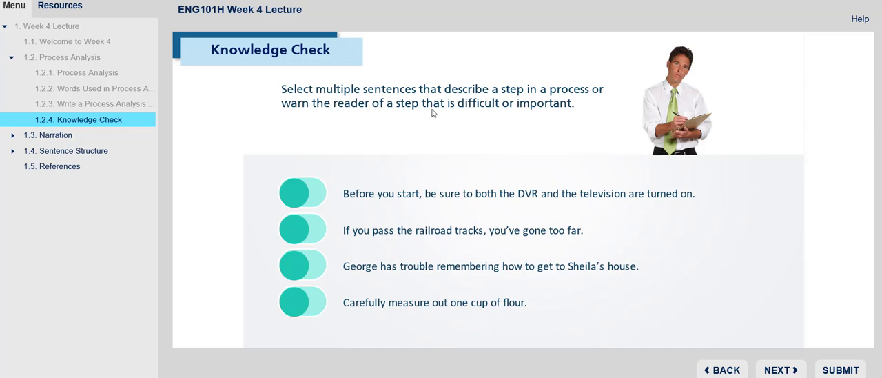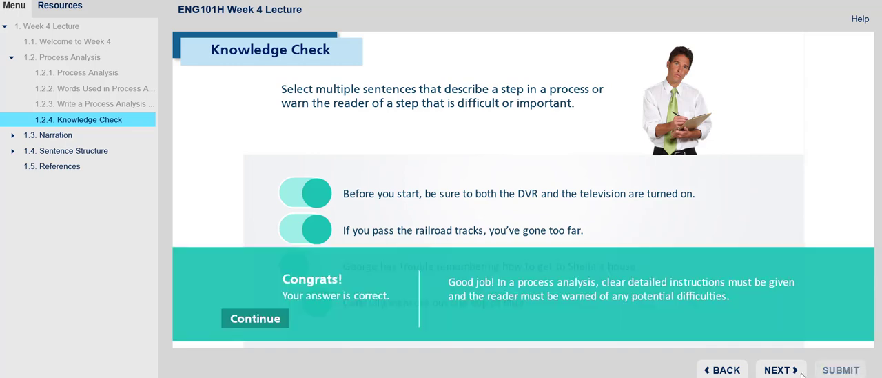And so here, which one of these sentences describes how something is done? Obviously, if you're teaching someone how to use a DVR, this one would be right. If you're teaching someone directions to a house, okay, this would be a step. And if you're teaching someone a recipe to make something, cookies, then this would be a step. All right. So these are all examples of steps. So in a process analysis, clear, detailed instructions must be given, and the reader must be warned of any potential difficulties.